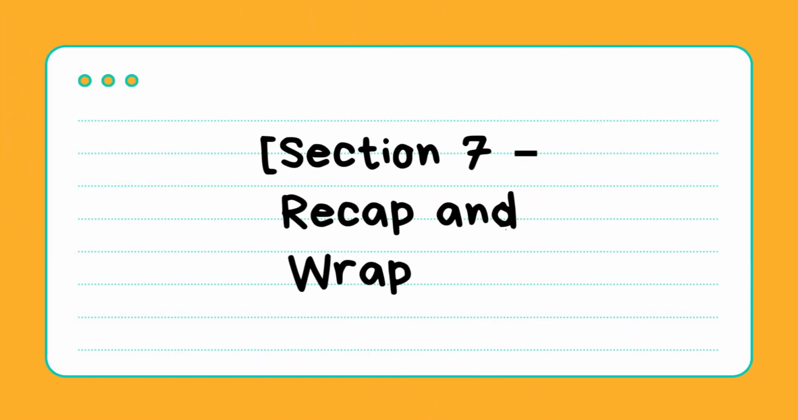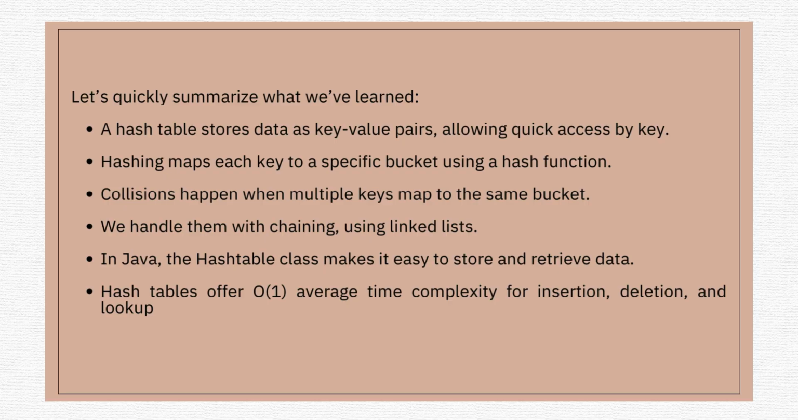Section 7. Recap and wrap up. Let's quickly summarize what we've learned. A hash table stores data as key-value pairs, allowing quick access by key. Hashing maps each key to a specific bucket using a hash function. Collisions happen when multiple keys map to the same bucket. We handle them with chaining, using linked lists. In Java, the Hashtable class makes it easy to store and retrieve data. Hash tables offer O(1) average time complexity for insertion, deletion, and lookup.